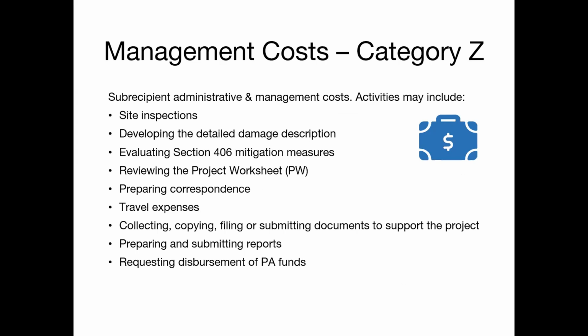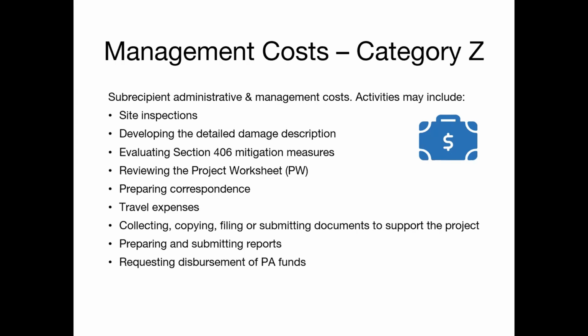Category Z management costs refer to grant management and administrative costs. This is different from project management activities for special projects, such as construction oversight and monitoring contractor work. FEMA provides PA funding for management costs based on actual costs incurred, up to 5% of the subrecipient's total award amount.